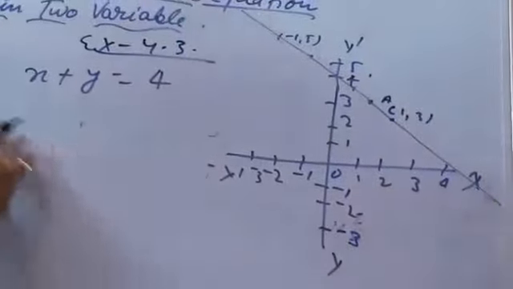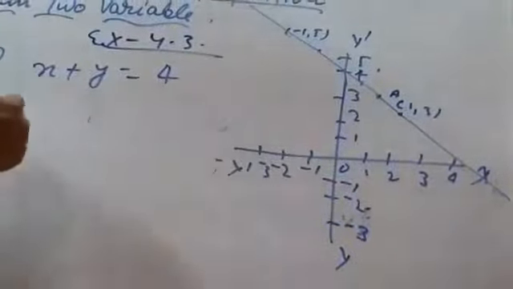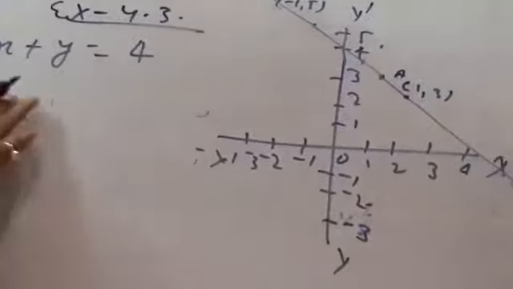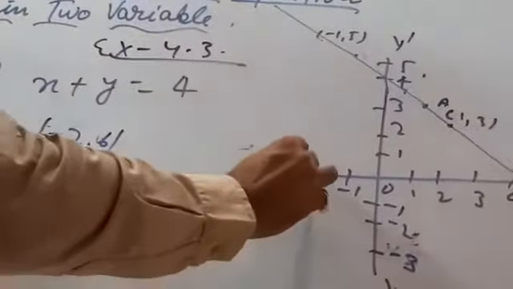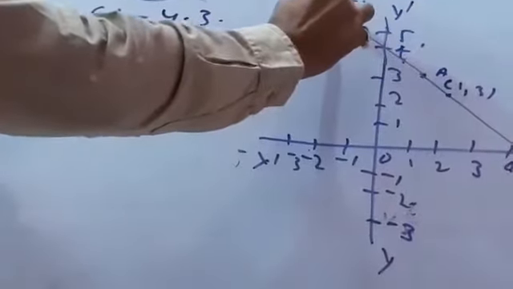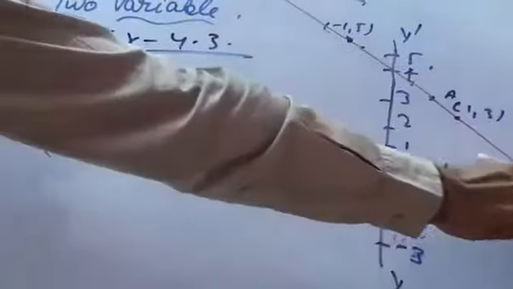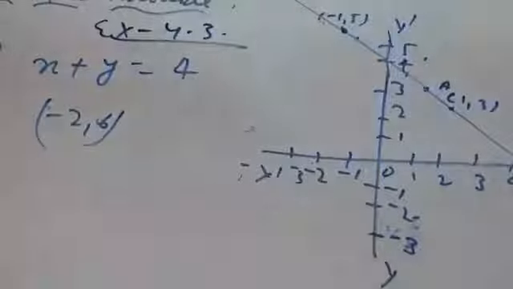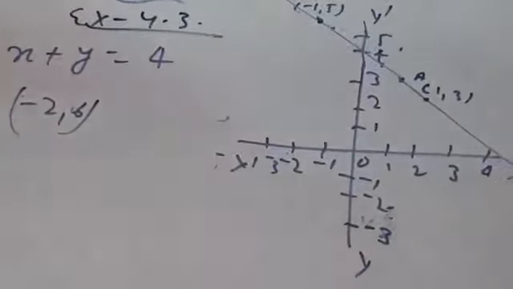Let's have some more examples. Suppose I am taking x = -2. So this would give y = 6. So (-2, 6). Where would be my (-2, 6)? This (-2, 6) would be here. So all the solutions would be lying on this line only. This is the way to plot the graph. You need to find 2 solutions.